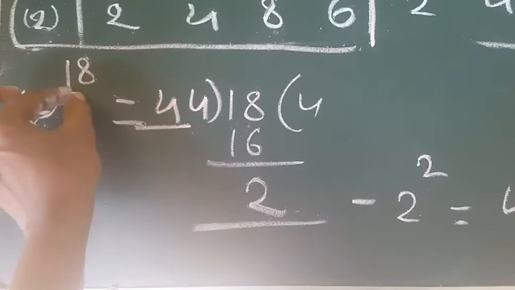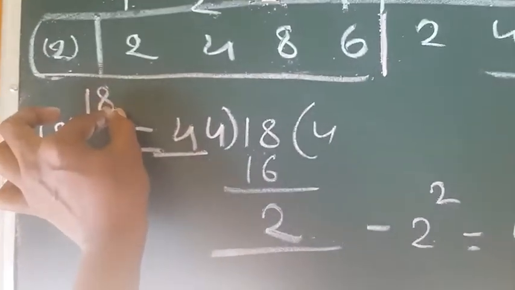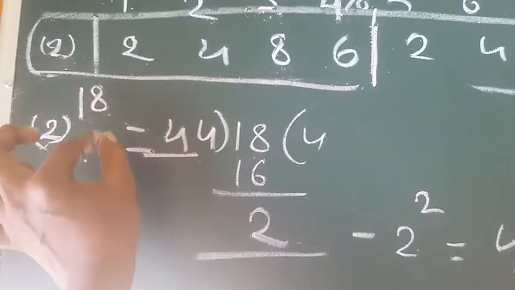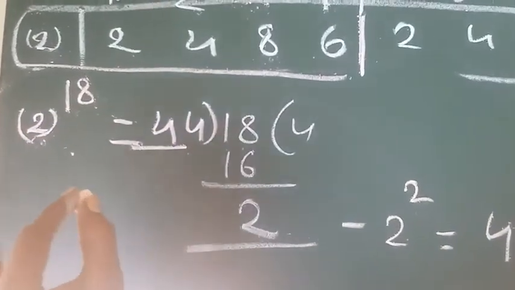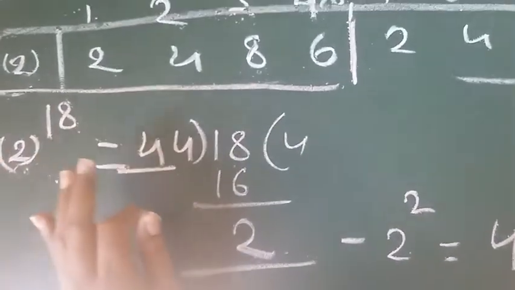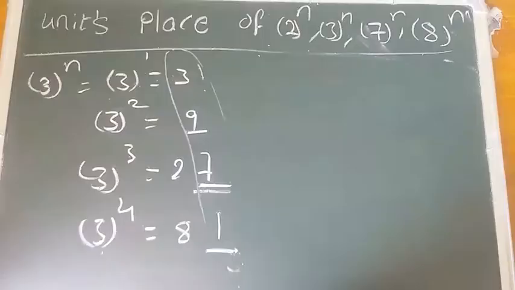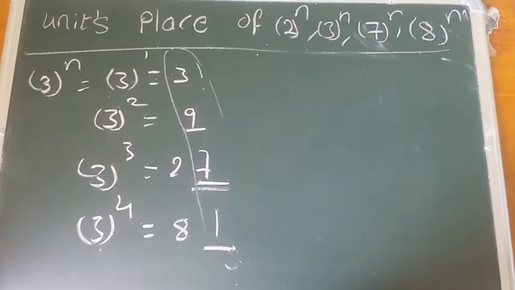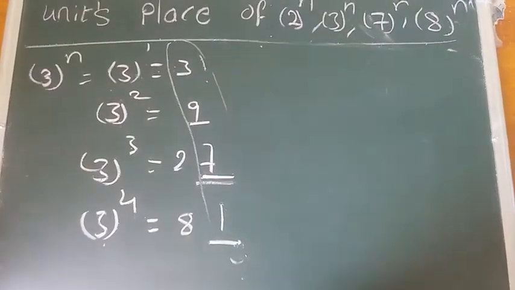We do not need to multiply 2 eighteen times to calculate the units place of 2 power 18. I hope you understood how to calculate the units place of 2 power n. Next topic is 3 power n. The same concept we used for 2 power n is applicable for 3 power n also.